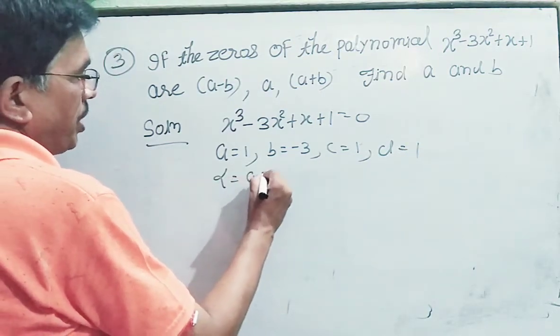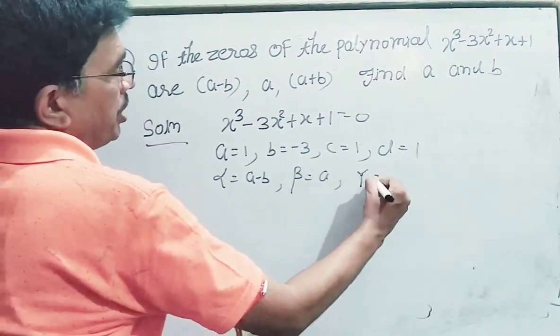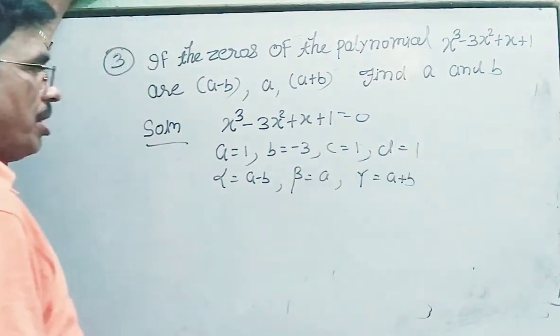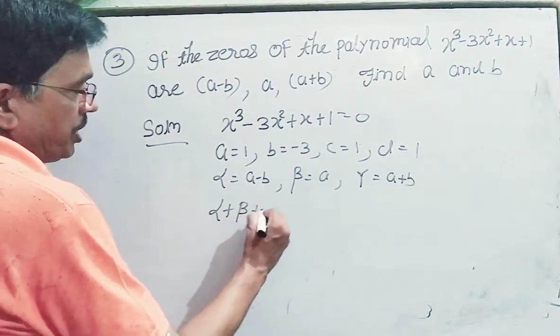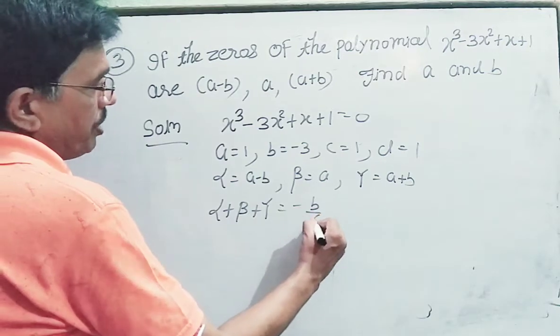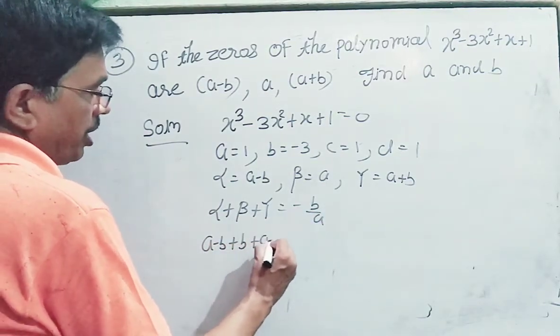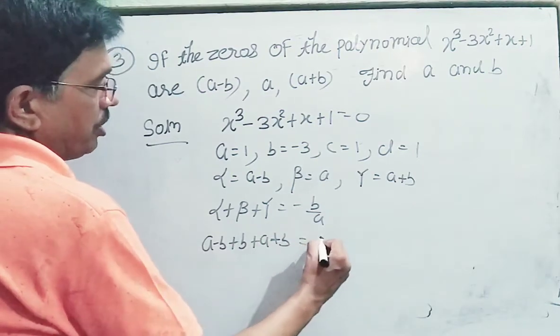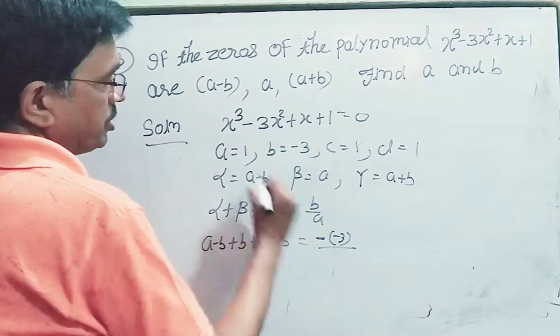What is alpha? Alpha is equal to a minus b. What is beta? Beta is equal to a. And what is gamma? Gamma is equal to a plus b. There are three relations. Use them. Alpha plus beta plus gamma is equal to minus b by a. Alpha is a minus b, beta is a, and gamma is a plus b, is equal to minus of minus 3 by 1.